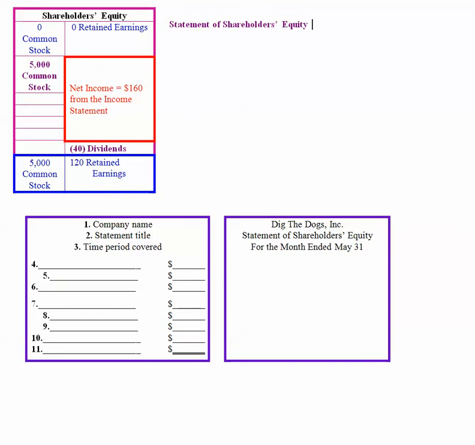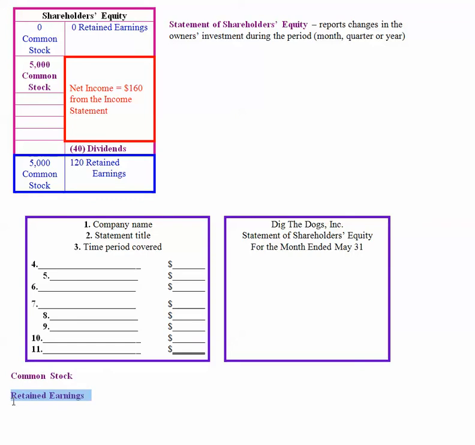So this statement, the idea behind it is it's going to report the changes in the owner's investment during the period. And the period could be a month, quarter, or it could be an annual financial statement. But in any event, there's two sections to the statement of shareholders' equity. We have the common stock, that's this column, and then we have the retained earnings column.